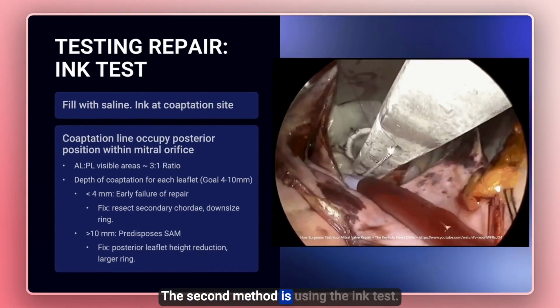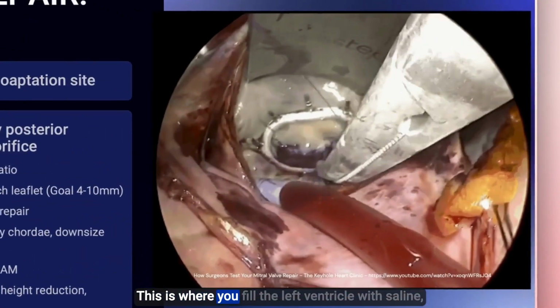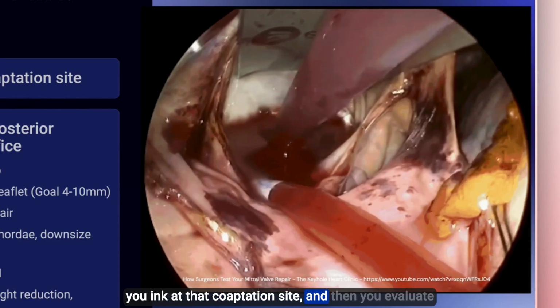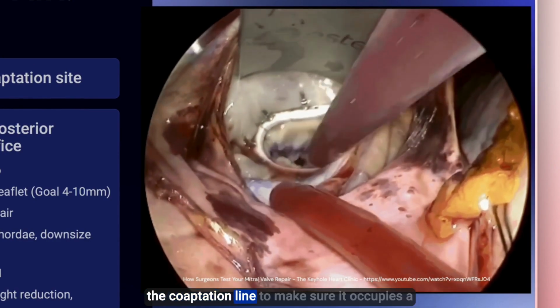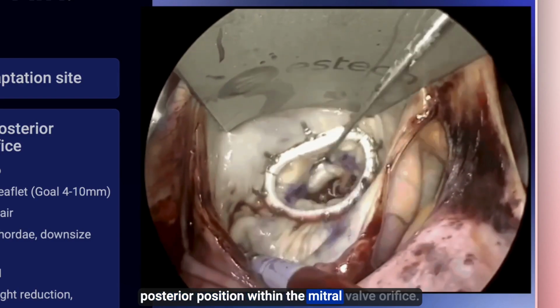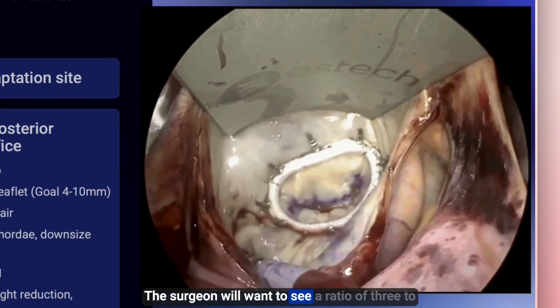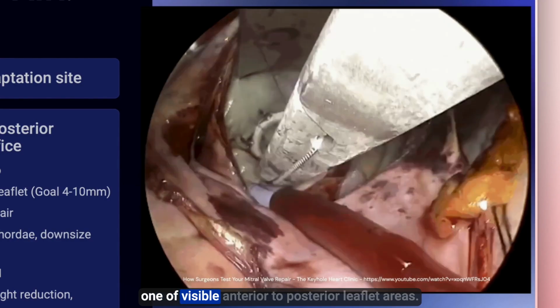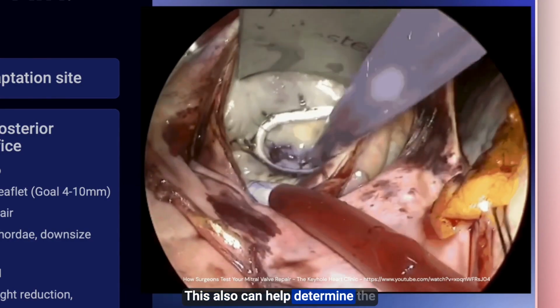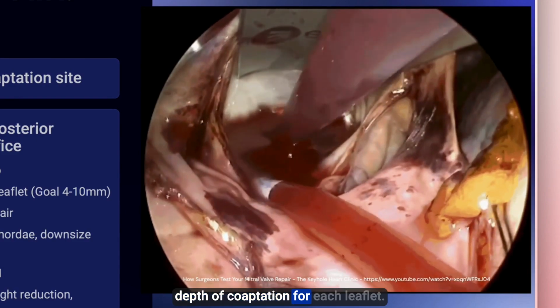The second method is using the ink test. This is where you fill the left ventricle with saline, you ink at that coaptation site, and then you evaluate the coaptation line to make sure it occupies a posterior position within the mitral valve orifice. The surgeon will want to see a ratio of 3:1 of visible anterior to posterior leaflet areas. This also can help determine the depth of coaptation for each leaflet.